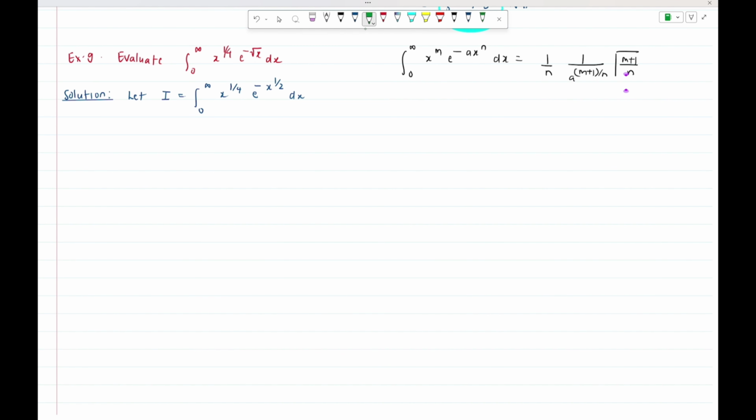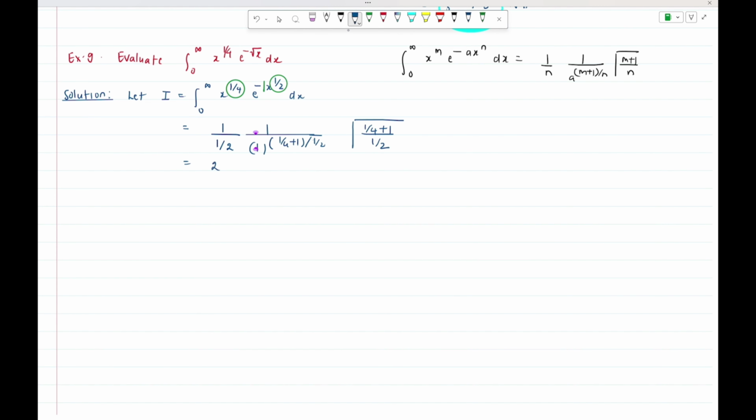So if we compare, we have the value of m as 1 over 4, n as half, and a as 1. So this is going to be 1 over n, that's 1 over half, and then we have 1 over a, which is 1 in this case, raised to m plus 1. So that's 1 by 4 plus 1 divided by n, which is half. And then we have got gamma of m plus 1, that's 1 by 4 plus 1 divided by half.